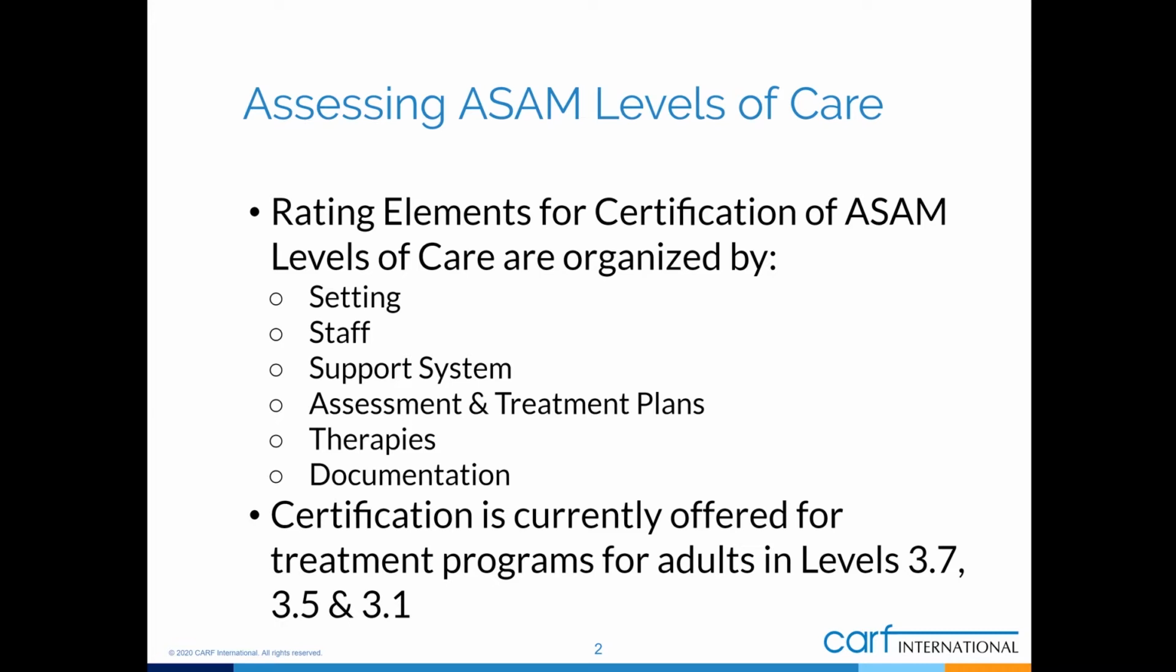The certification rating elements are organized by setting, staff, support system, assessment and treatment plan, therapies, and documentation. The elements are structured this way for ease of understanding and alignment with the 6 service characteristics categories described in the ASAM criteria. Currently, certification is available for residential treatment programs that serve adults in levels of care 3.7, 3.5, and 3.1. Each of these is a distinct level of care.